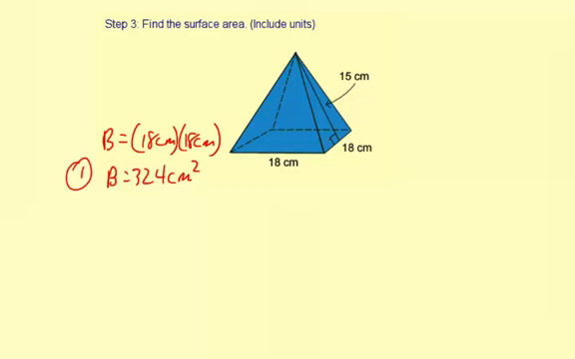Part two is finding the area of one of these triangles. So the area of one of the triangles is 1/2 the base of the triangle, which is the bottom length here, and then times the height of the triangle, which is this 15 centimeters. So it's going to be 1/2 times 18 centimeters times 15 centimeters. And let's see what that works out to be.